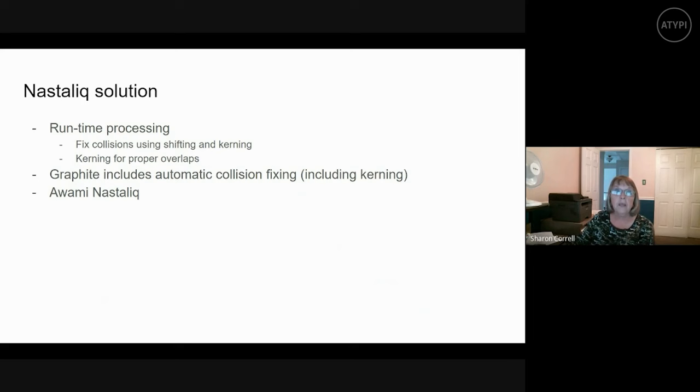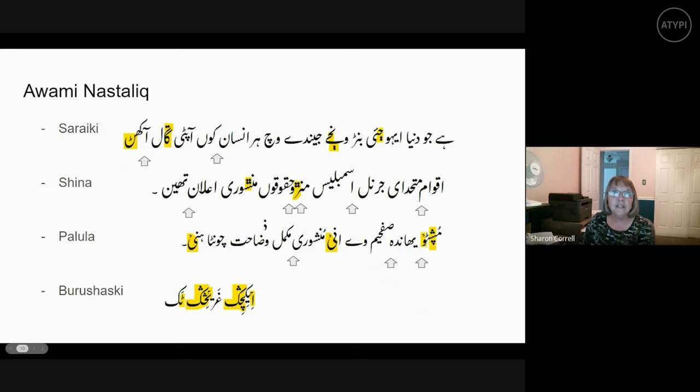Our mechanism has two aspects. We can fix collisions by shifting nuktas and diacritics, and there's also a kerning feature that can fix collisions, but is also used to improve spacing, including allowing the diagonal segment overlap behavior that we just saw on the previous slide. And all this happens at runtime. The font we developed that uses this is called Awami Nastaliq. And because of this collision fixing capability, it can support a wide variety of languages in Pakistan.